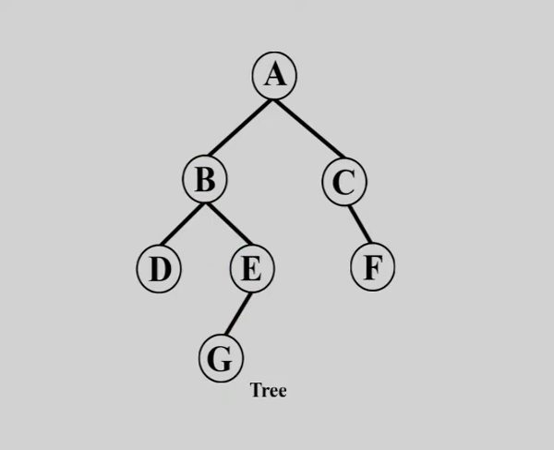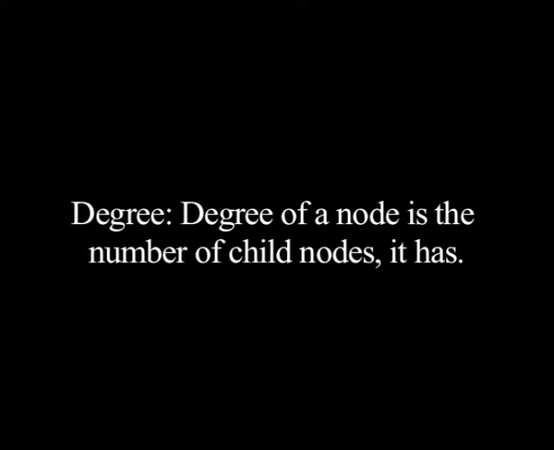Here the longest path from node B to a leaf node is B to E, E to G. Similarly, node C is at height 1. The height of the tree is 3, which is the same as the height of root node A. The height of all the leaf nodes is 0. The degree of a node is defined as the number of child nodes it has. A leaf node always has degree 0.